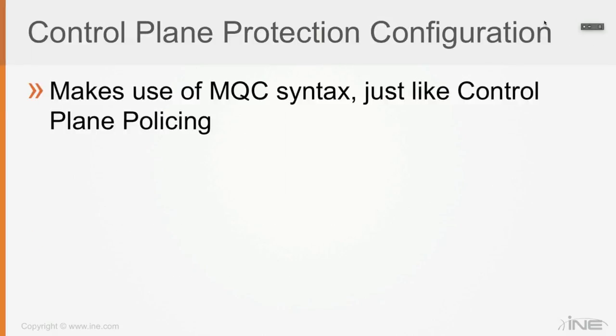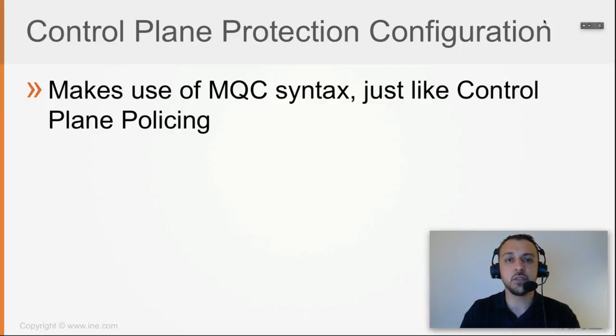Configuration wise, it makes use of MQC syntax just like control plane policing, but of course we're going to apply the policy map on the different virtual control plane interfaces. We're going to have the control plane host subinterface, the control plane self-exception subinterface, and the control plane transit subinterface. So it's just a difference of where you apply the configuration, but otherwise matching the traffic, class map, ACL, and policing, the function is going to be the same thing, just control plane policing.